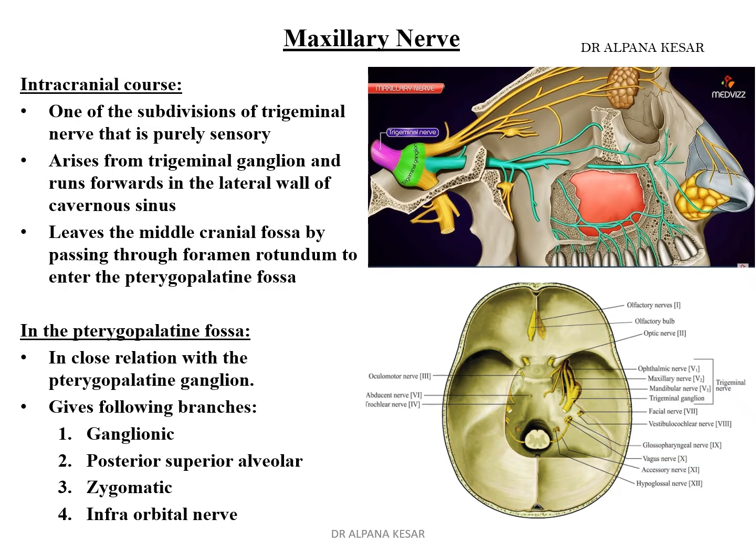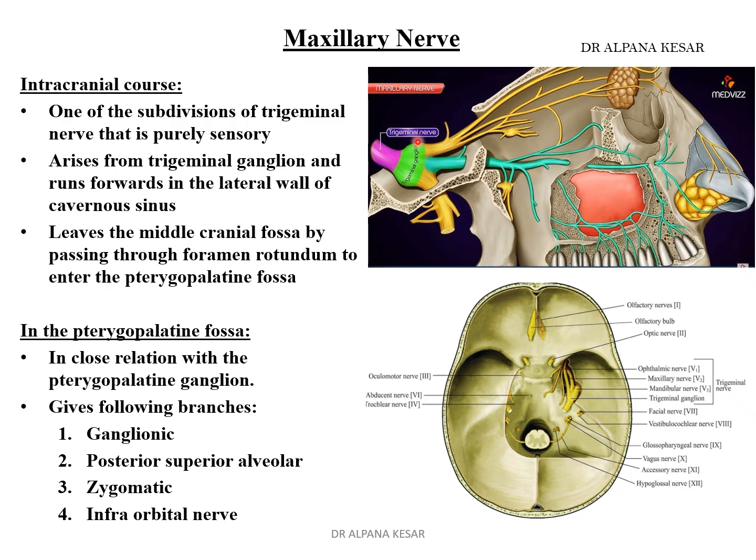Maxillary nerve. Maxillary nerve is an important content of the pterygopalatine fossa. It is a branch of trigeminal nerve. Trigeminal nerve has three branches or divisions, and they are ophthalmic, maxillary, and mandibular. Maxillary is a sensory branch of trigeminal nerve.